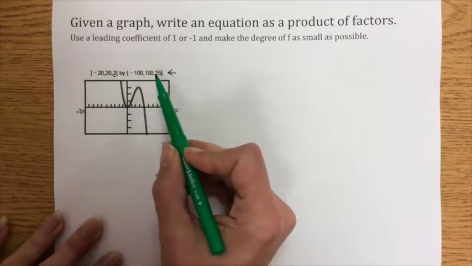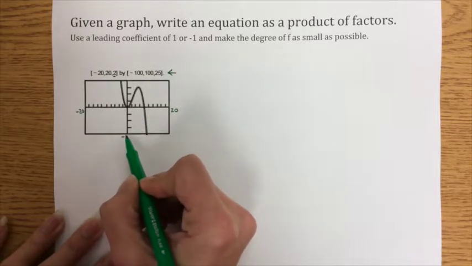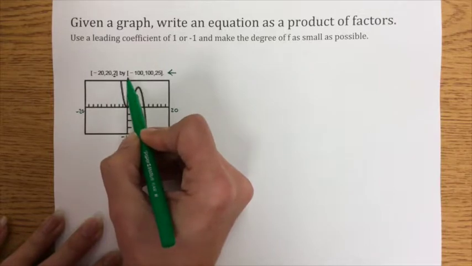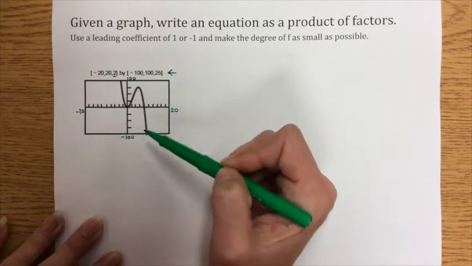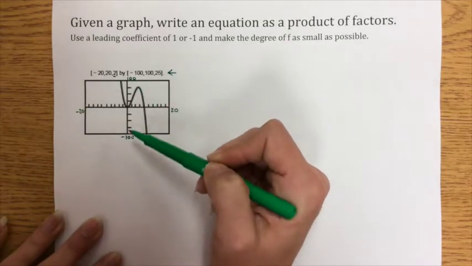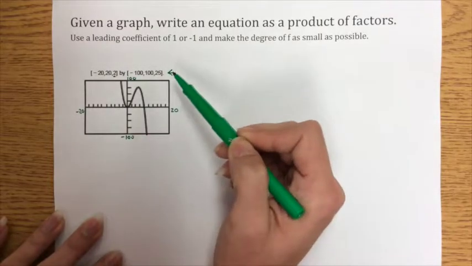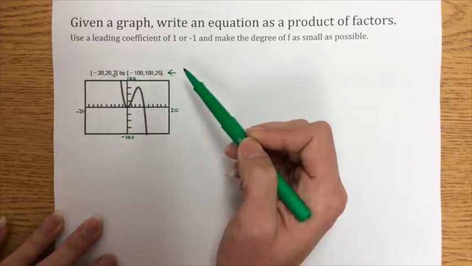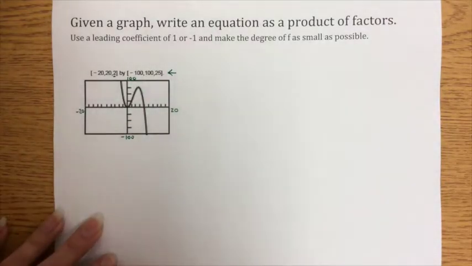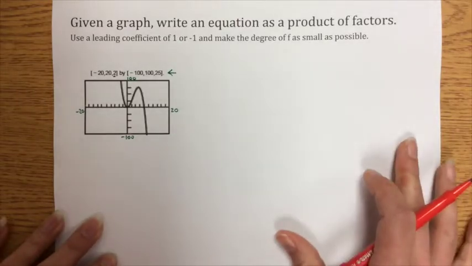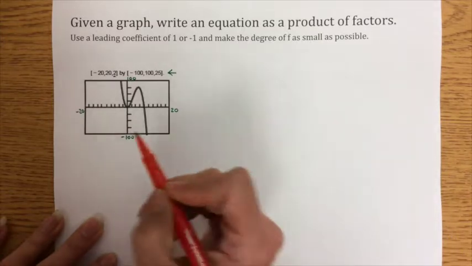The second part is your y's. And we have a low of negative 100 and the highest y on here is positive 100 and every tick mark shown is 25. So you're counting by 25s as you go up and down the y-axis. You need to make sure that you look at that before you determine your zeros or you could mess up a little bit.